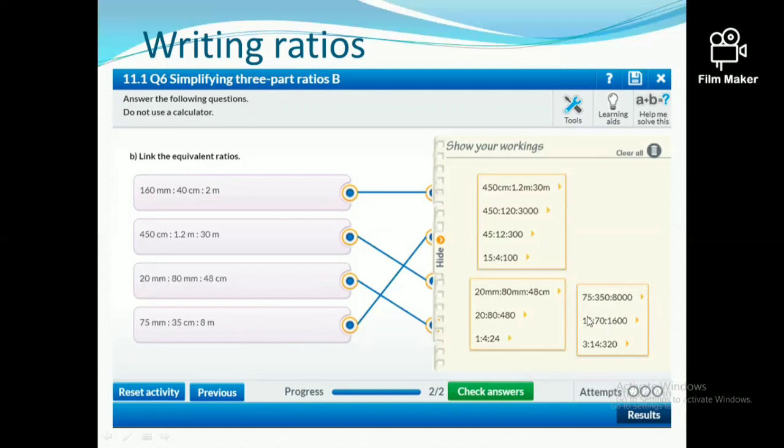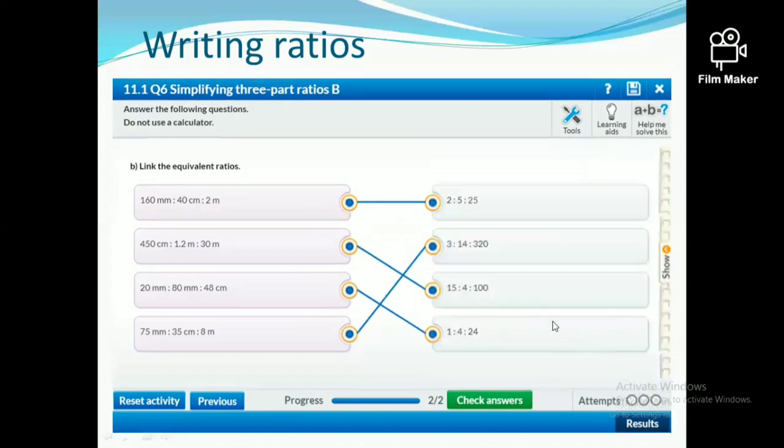75 divided by 5 is 15. 350 divided by 5 is 70. 8000 divided by 5 is 1600. Then again I can divide by 5 further. 15 divided by 5 is 3. 70 divided by 5 is 14. 1600 divided by 5 is 320. So the ratio is 3, 14, 320. So this is the answer.